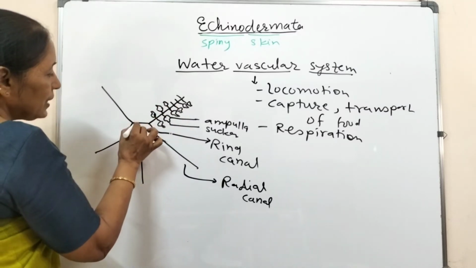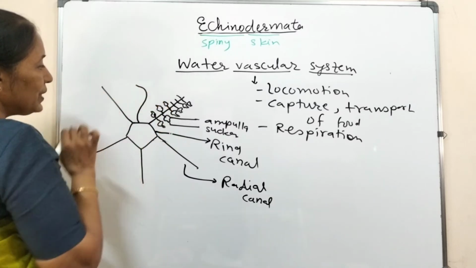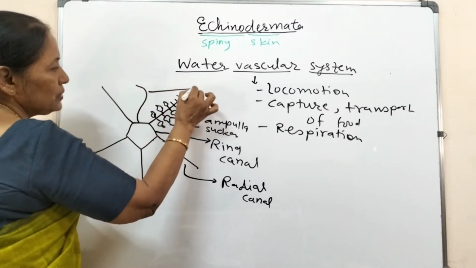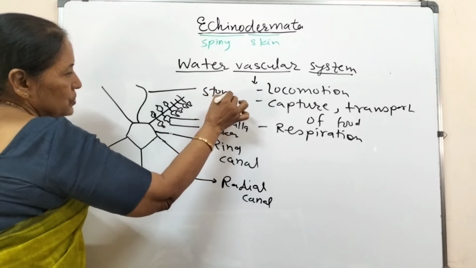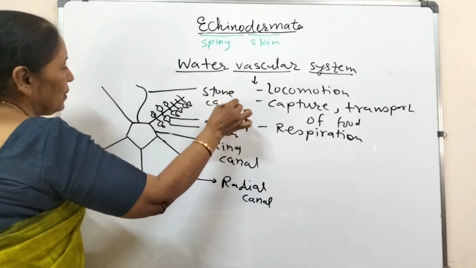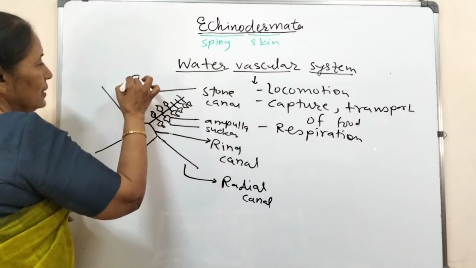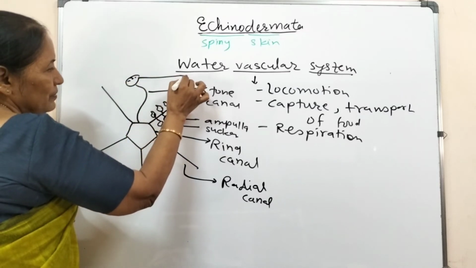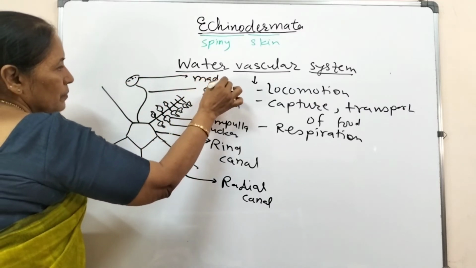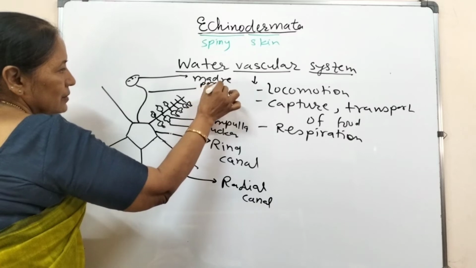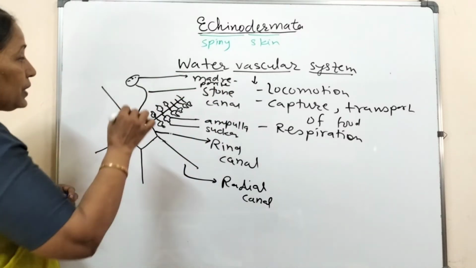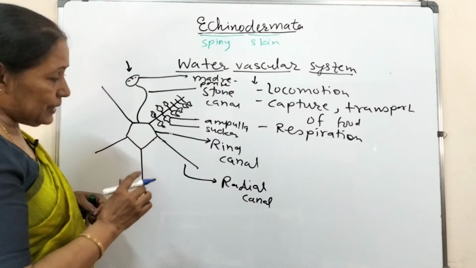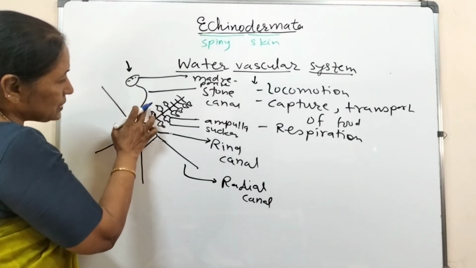Now from here comes out one S-shaped canal. This is called the stone canal. On top of the stone canal is present the madreporite. This is the madreporite. See how it works. The water will enter through the madreporite, then it moves through the stone canal.